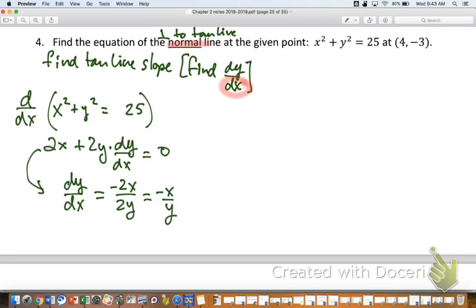Okay, so would it be fair to say that this is the slope of the tangent line for the circle at any x or y value, right? At any point. I don't really care about any point. What do I want to know about?